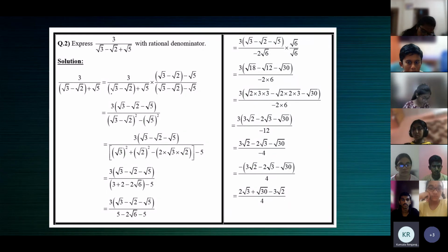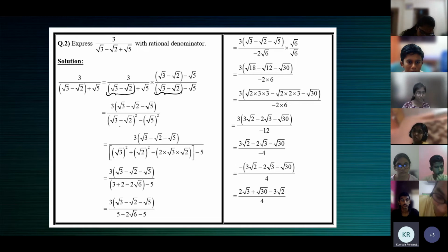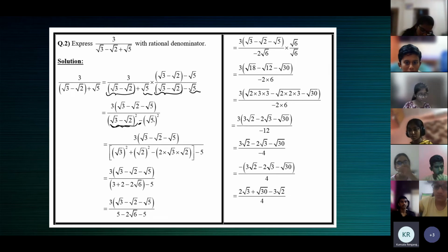Now don't get confused. This whole thing is A. Don't read this and ask, this is a minus, how are you saying this is A? The whole thing, don't read this at all. This full thing is A. So A square: whatever is A, write it and square it. Minus, this is B, so write B and square it. This is A plus B into A minus B.